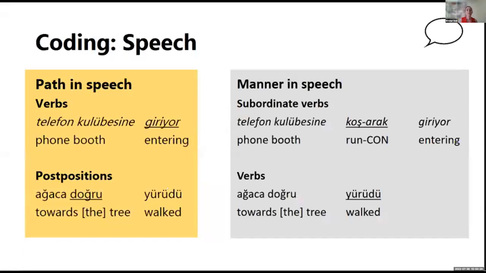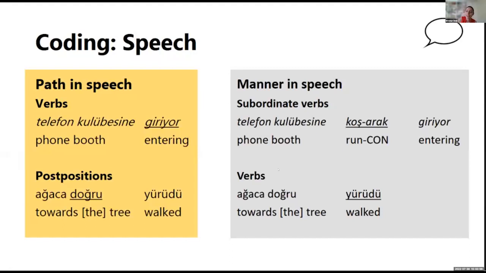In terms of how people could express path or manner of motion in speech, path could be expressed in verbs like enter, exit, descend, and approach, and so on, or outside of the verb in postpositional phrases. So something like towards the tree would be an example in Turkish or English. And then for manner of motion, they could use the more typical form, like using a subordinate verb like while running, together with a main path verb, or they could also use simple manner verbs like walk or run and so on.